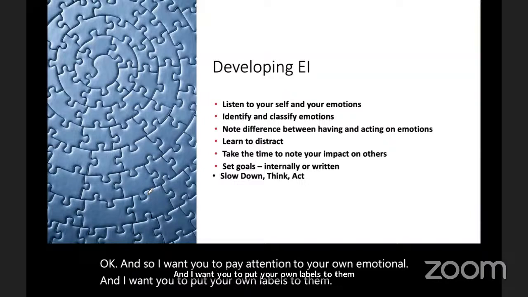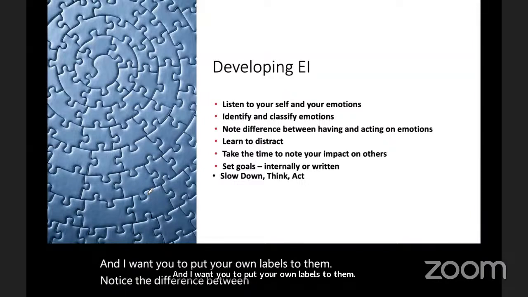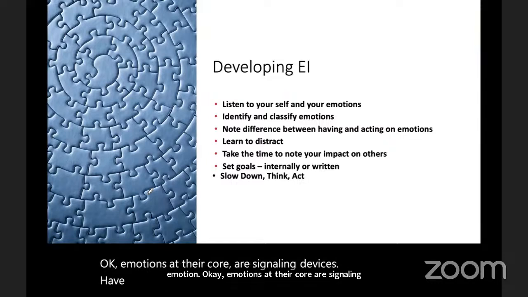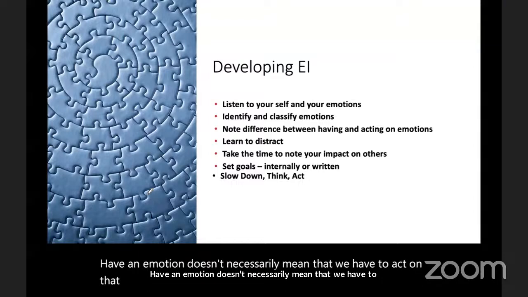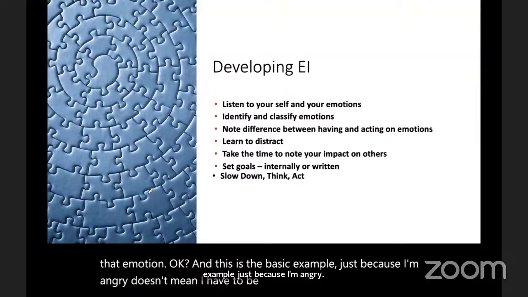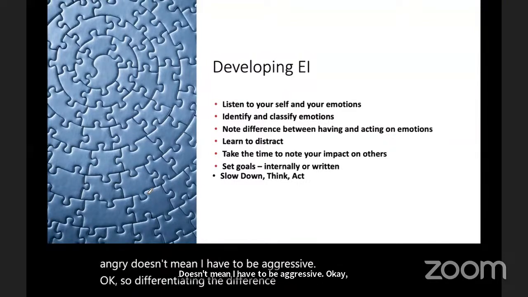Notice the difference between having and acting on an emotion. Okay. Emotions at their core are signaling devices. Having an emotion doesn't necessarily mean that we have to act on that emotion. Okay. And this is the basic example. Just because I'm angry doesn't mean I have to be aggressive. Okay. So differentiating the difference between having that emotion and acting on an emotion.